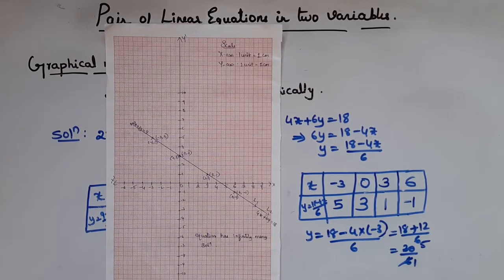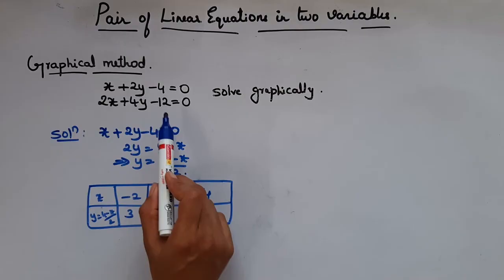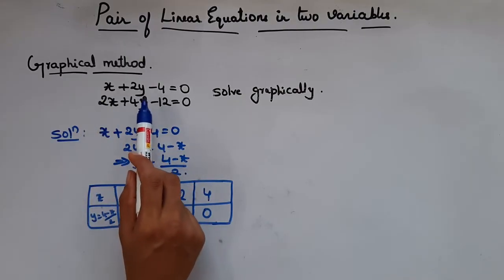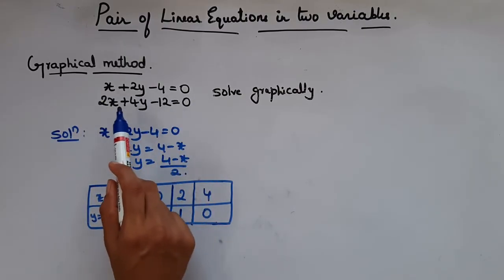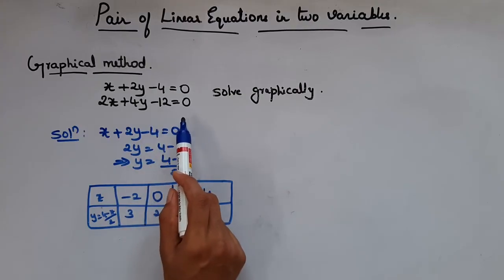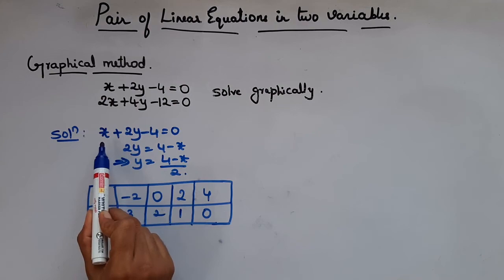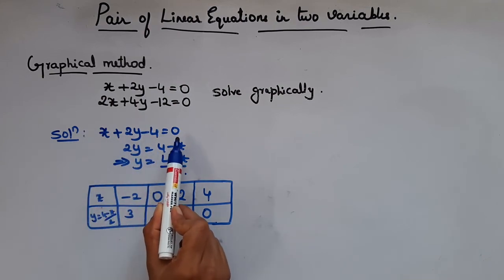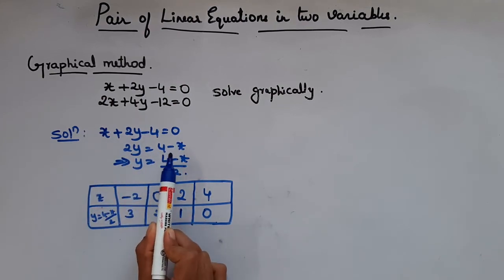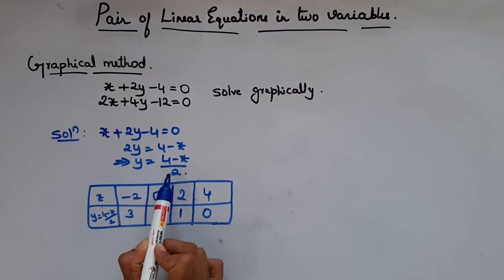Now let's see one more problem. So now let's see these equations. x plus 2y minus 4 equal to 0 and 2x plus 4y minus 12 equal to 0. Solve graphically. So we will take the first equation. We have x plus 2y minus 4 equal to 0. Here 2y is equal to 4 minus x. y is equal to (4 minus x) by 2.